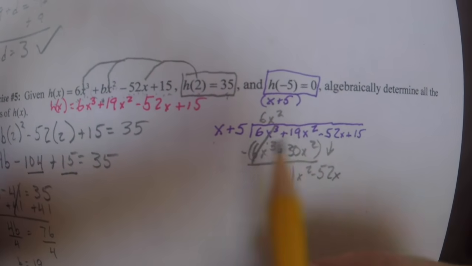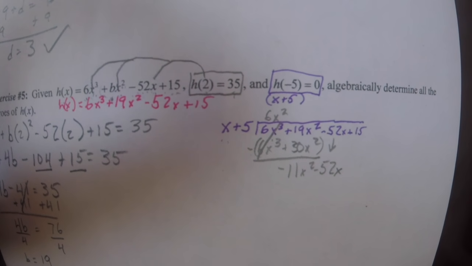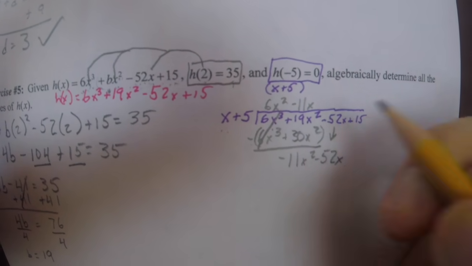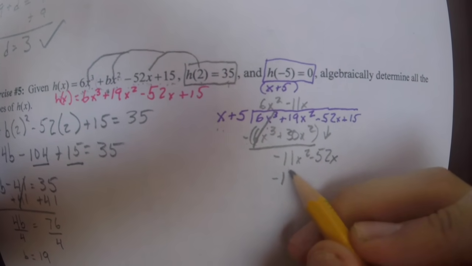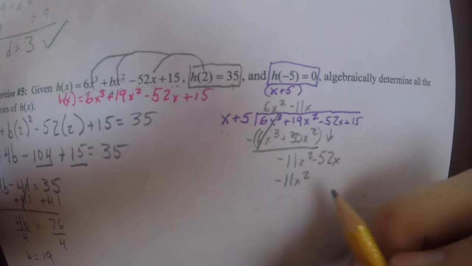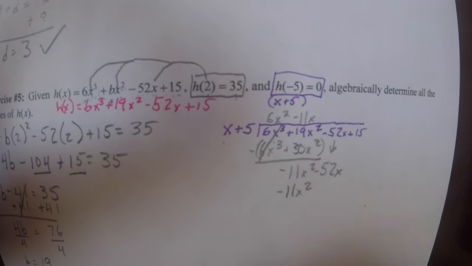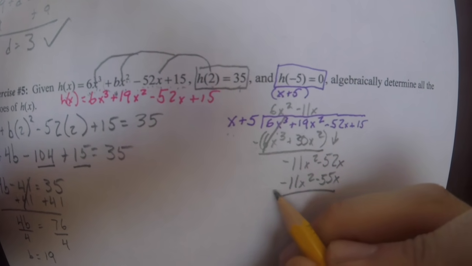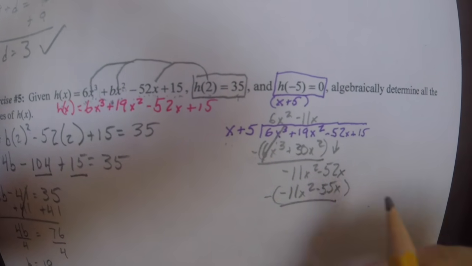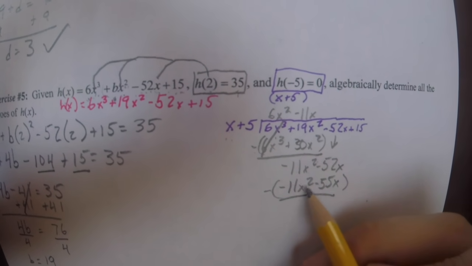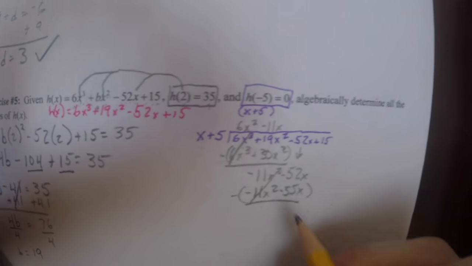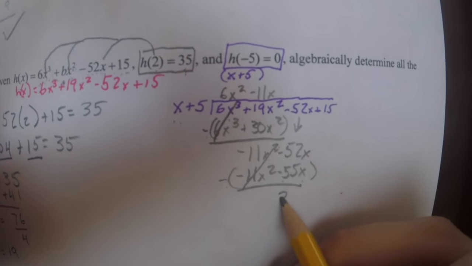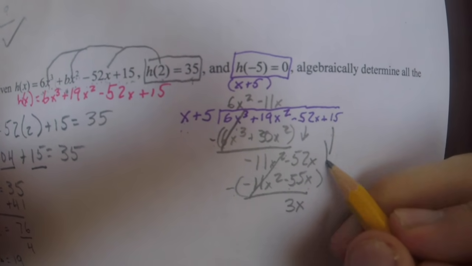All right, now what times x is going to give me negative 11x squared? How about negative 11x? This times this is this. Negative 11x times 5 is negative 55x. And remember, I'm subtracting the entire thing. Negative 11x squared plus 11x squared cancels. Negative 52x plus 55x is 3x. Bring down our last term.